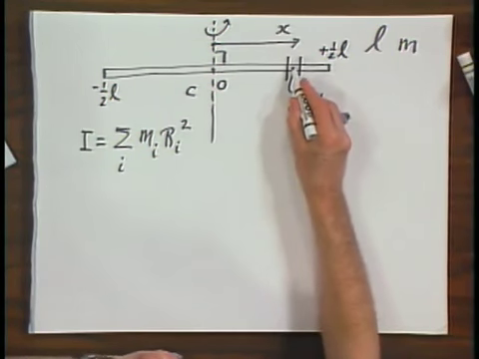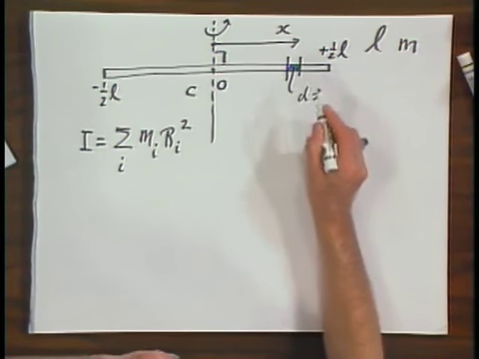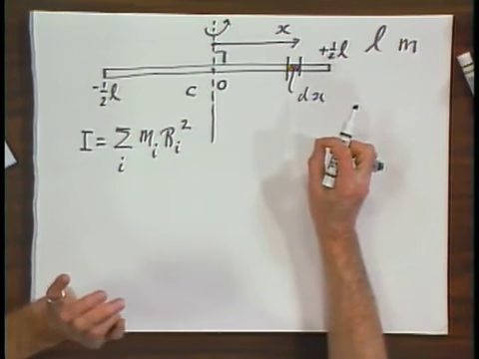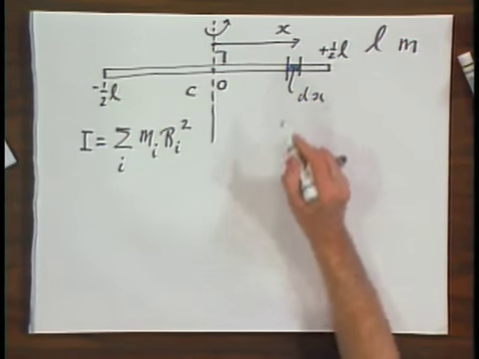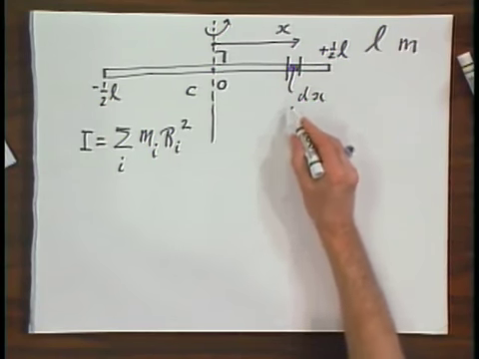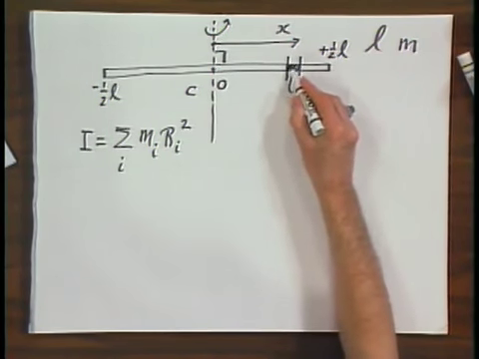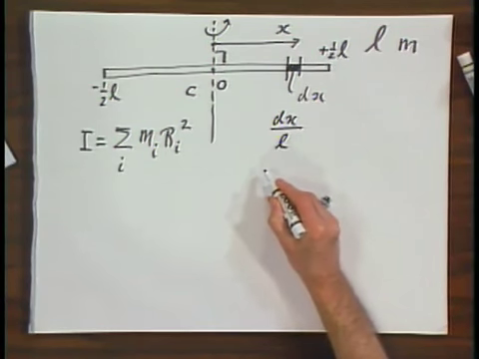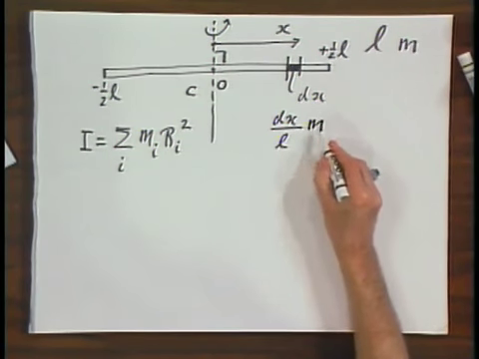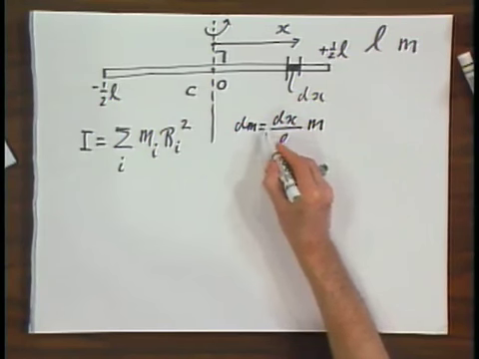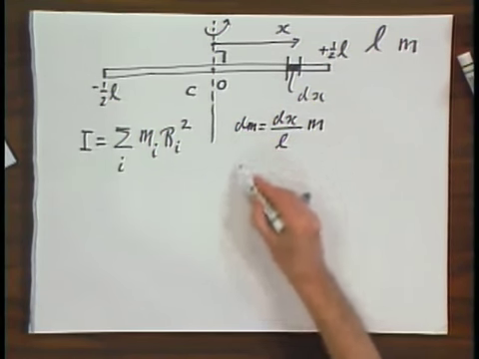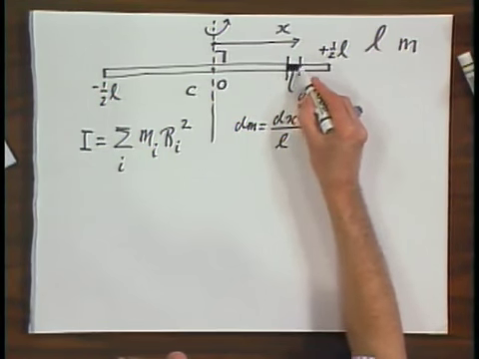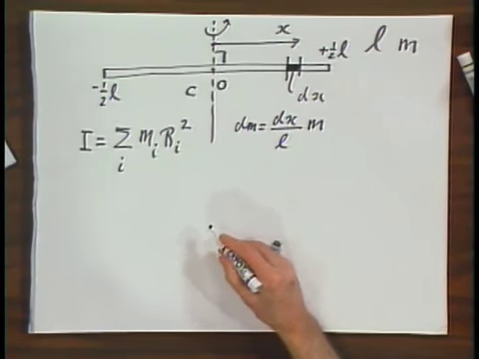What is the amount of mass that is in here? This little element dm, mass dm. Well, the fraction of the total mass that is in here is dx divided by L, and the total mass is m. So this is the mass of this little section which has length dx.